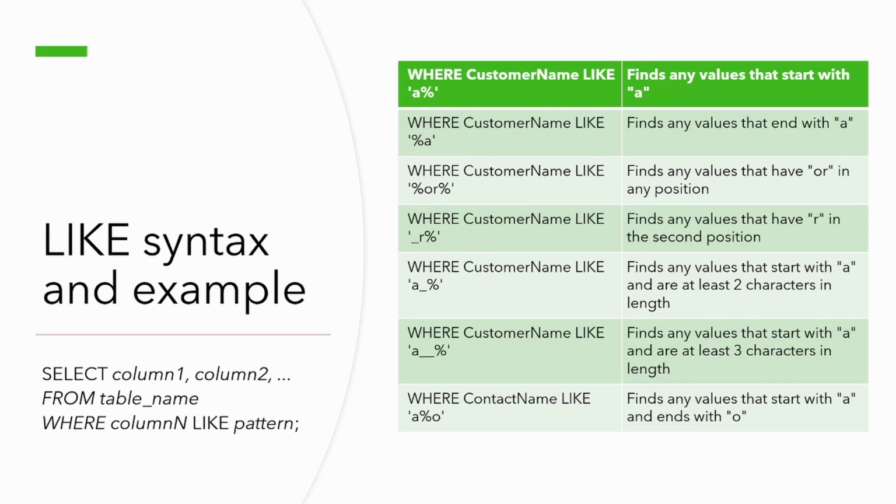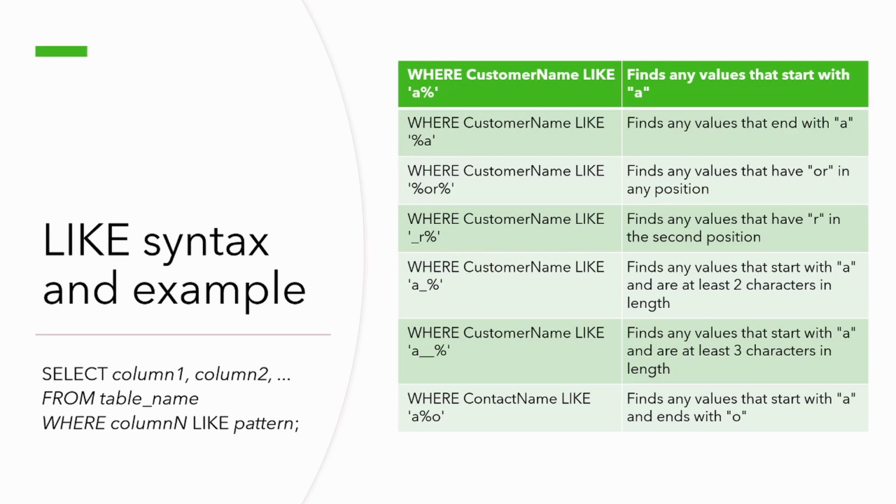Let's say you have the customer name like percentage A, which means that it ends with A. When you say percentage or percentage, it means that you have or somewhere in there. It can be in the middle, it can be at the start, it can be at the end, but it has to be there. When you say customer name like underscore R percentage, it means that you have R as the second character. That's what it's supposed to mean.